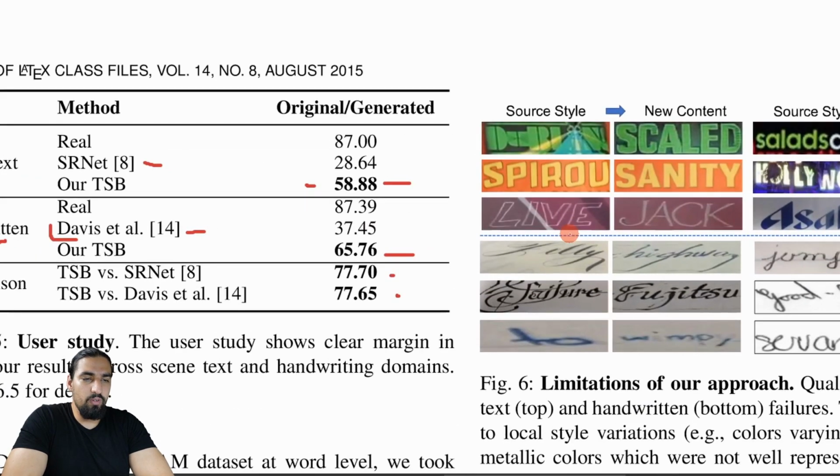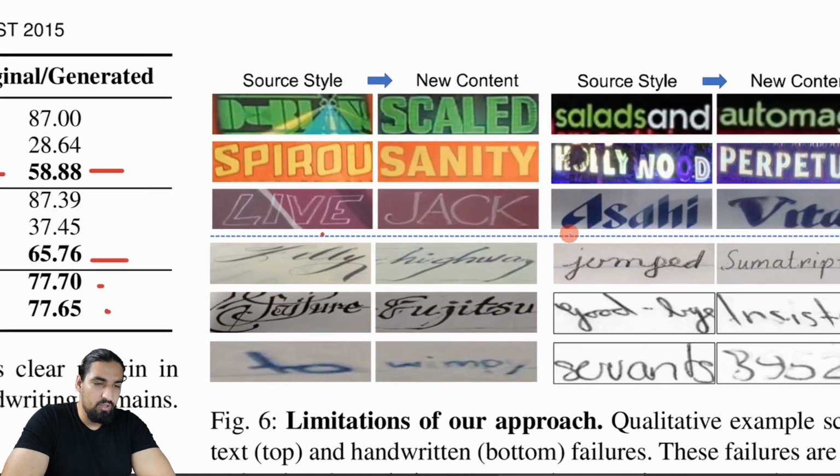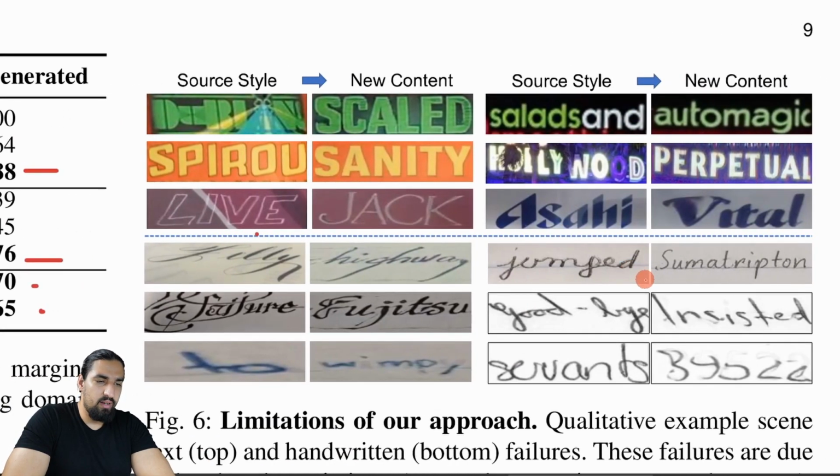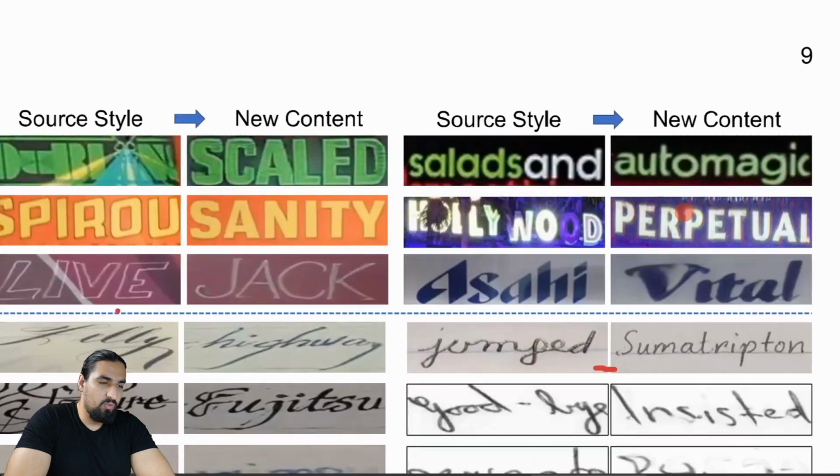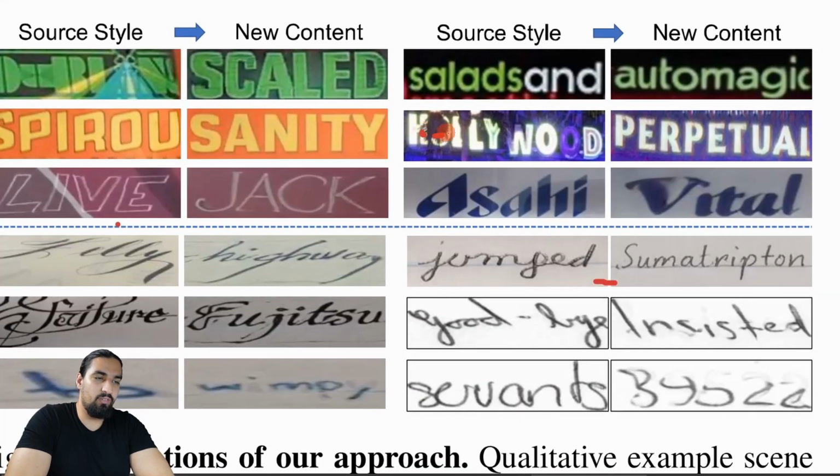Okay, so they show different failure cases here, and they're of very different natures. Here you can see that it fails to capture this italic style of handwriting, as well as the thickness of the strokes. And there are different failure cases. Like here, it fails to capture these foreground effects.